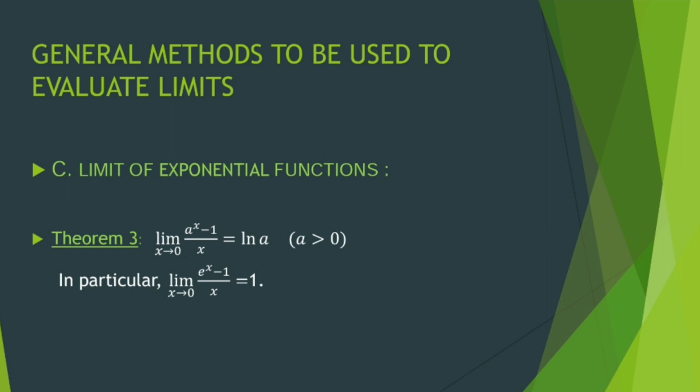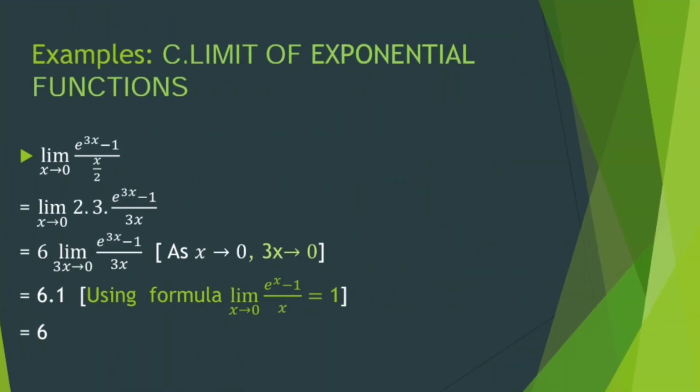So we get equal to 1 by pi. Next, consider limit of exponential functions. We have the theorem limit x tends to 0 (a to the power x minus 1) by x equal to log e base a, where a must be greater than 0. In particular, limit x tends to 0 (e to the power x minus 1) by x equal to 1. To illustrate using of the theorem, consider an example.